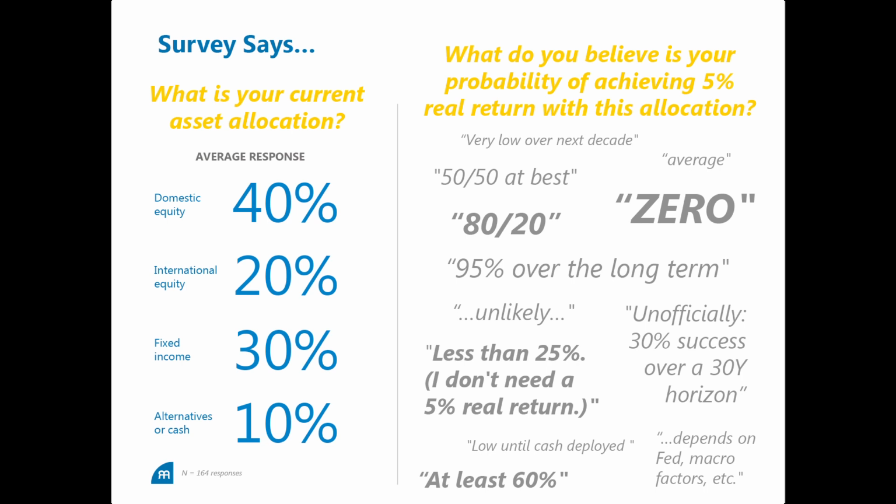What you see on the left is our first question, and that is, what is your current asset allocation? And then on the right, what do you believe your current prospects are for achieving 5% real over the next decade? And the takeaways here are that most investors still have a largely domestic-centric portfolio. And there's a split in our investor base around whether or not they feel their portfolios are likely or not likely to achieve 5% real in the coming decade.